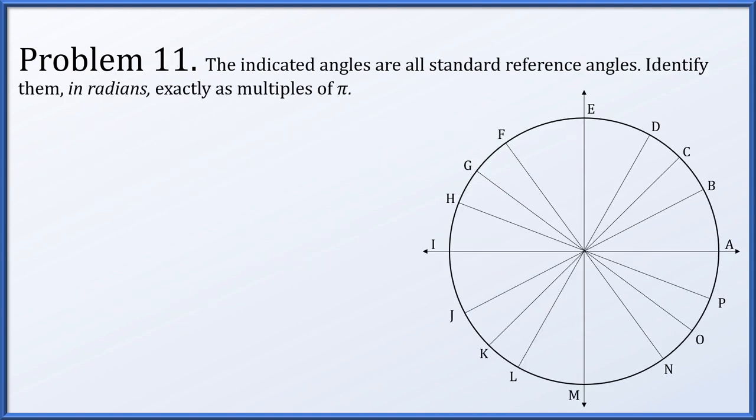Problem 11 is slightly tedious. The indicated angles are all standard reference angles. We want to identify them all in radians exactly as multiples of pi. So there's a lot of things marked up here. We're going to have to go through them one by one.